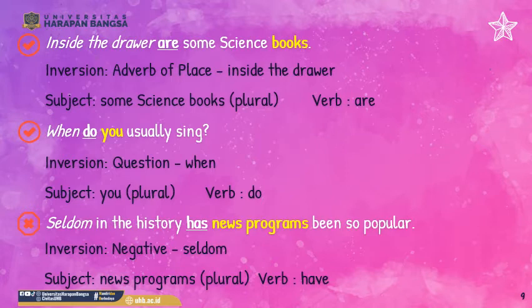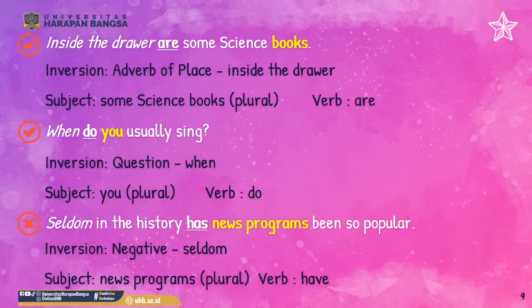Now let's see the first example. Inside the drawer are some science books. Here you have inversion by using adverb of place inside the drawer. After the inversion you have verb are and then subject some science books. Make sure the verb agrees with the subject. Karena verbnya are, maka subjeknya harusnya jamak. Apakah subjeknya jamak di sini? Yes, the subject is some science books using S. It is plural noun. That's why the verb that we use is are.